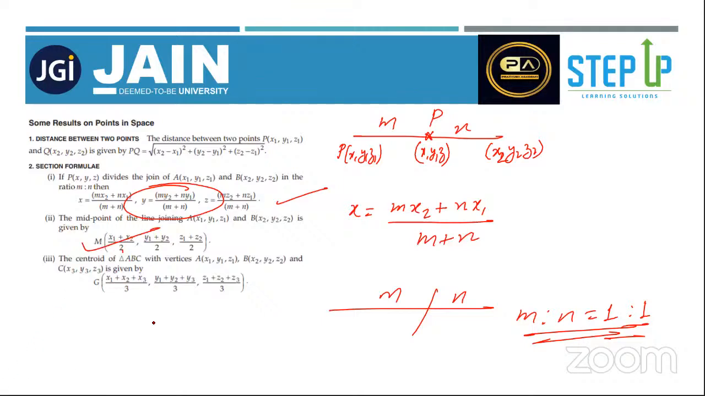Centroid, 3 different points equidistant from each other. Certain point which is equidistant from each other. This is 1 unit, 1 unit, 1 unit. So that is x1 plus x2 plus x3 divided by 1 plus 1 plus 1, that is 3. Okay, that is centroid, correct.